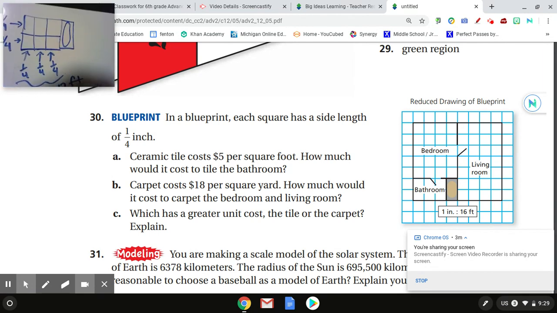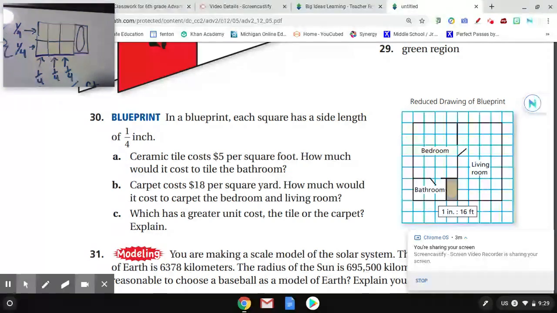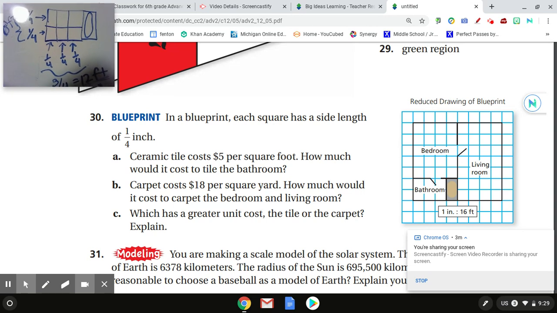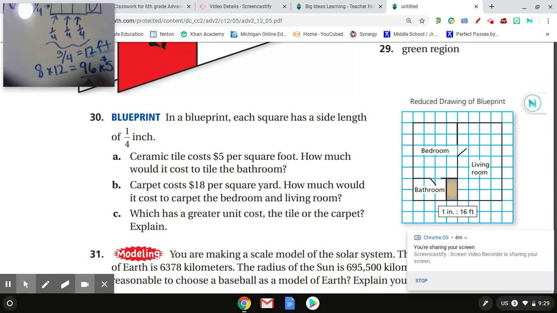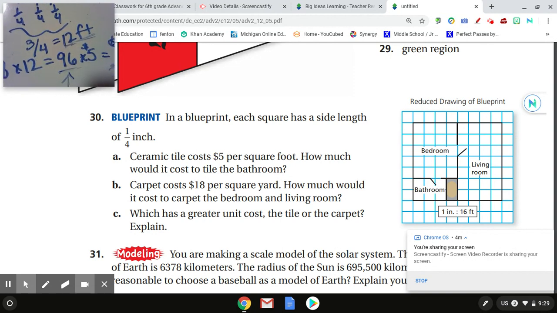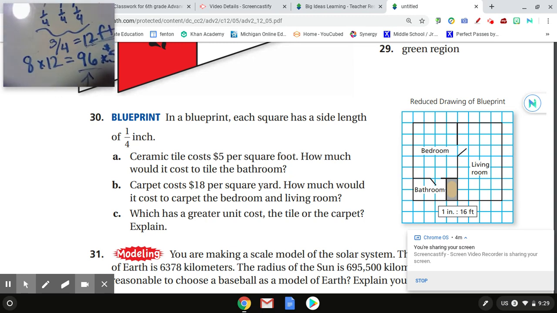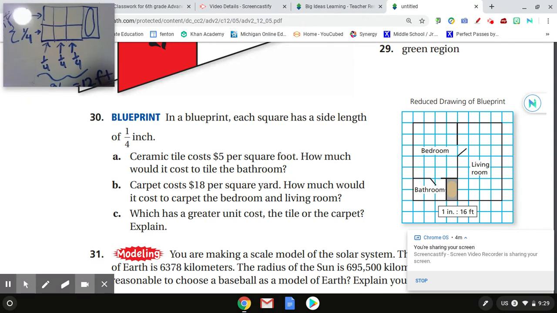So notice all the steps that you had to take. You needed to break it down, find the total length and the width of your bathroom floor, multiply to get area, and then multiply that area times the cost per foot. Okay, so lots of multi-steps. You know how to do all of this. You just have to think through it.